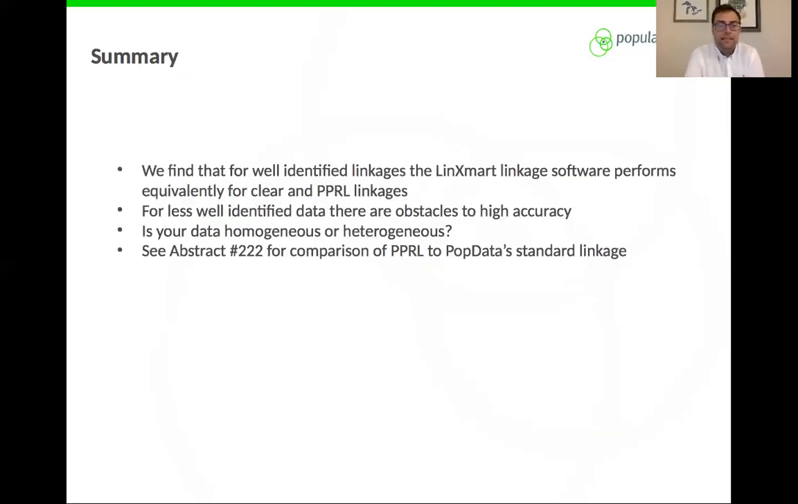So the main takeaways here are for well-identified linkages, LinkSmart performs equivalently for clear and PPRL linkages. For less well-identified data, there are obstacles to high accuracy. It's very important to understand your data and to know if it is homogeneous or heterogeneous, and to account for those before doing a PPRL linkage.